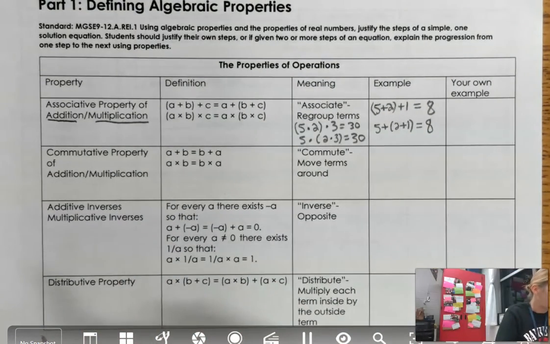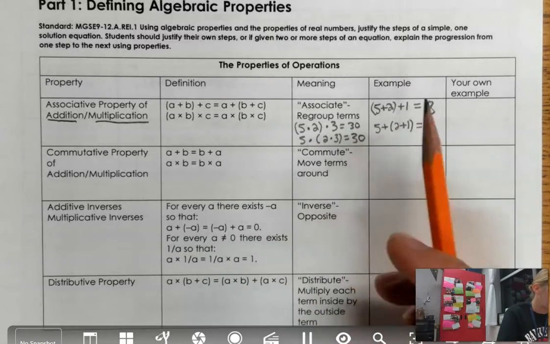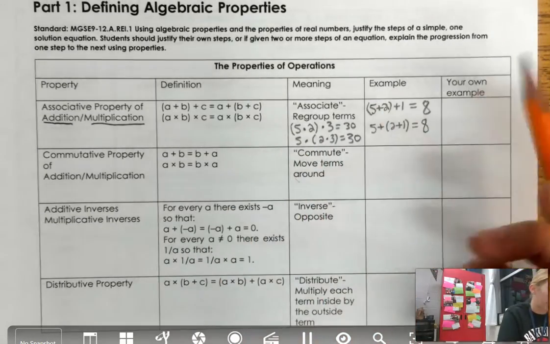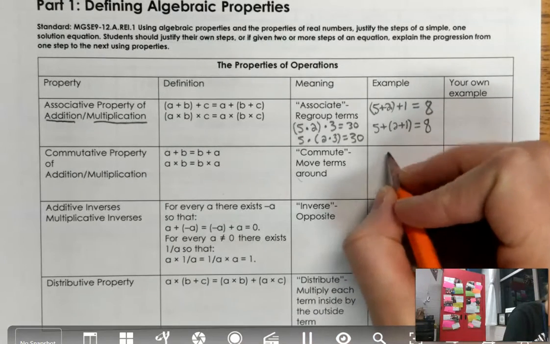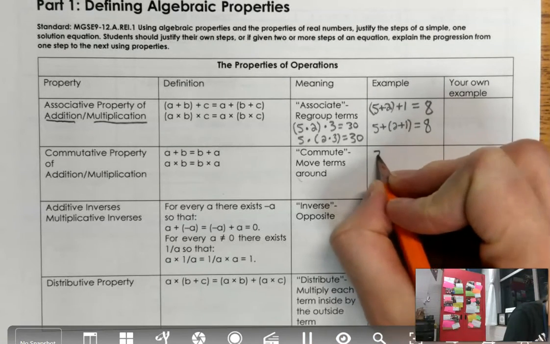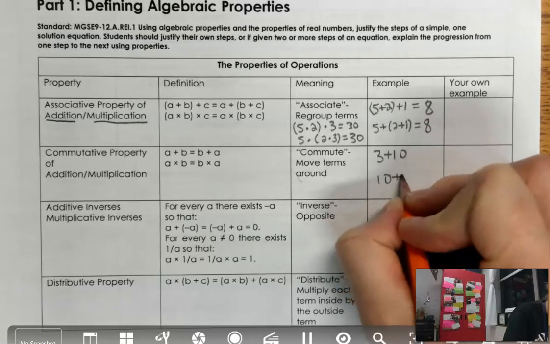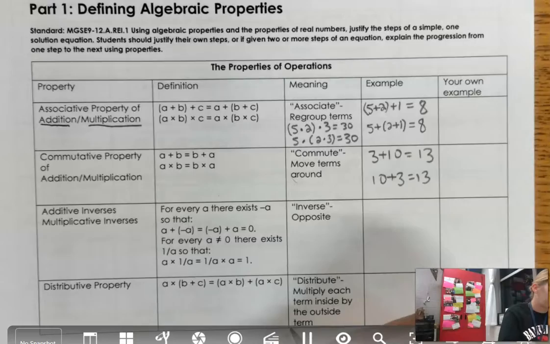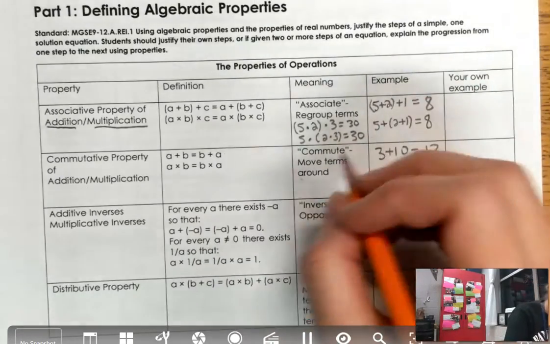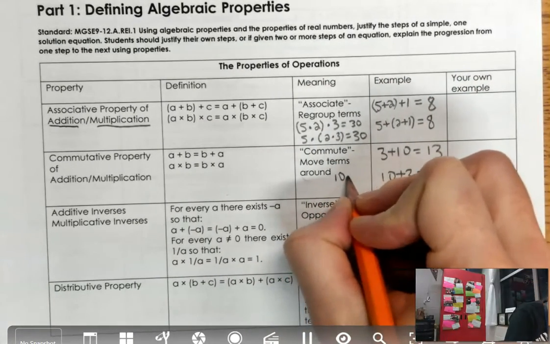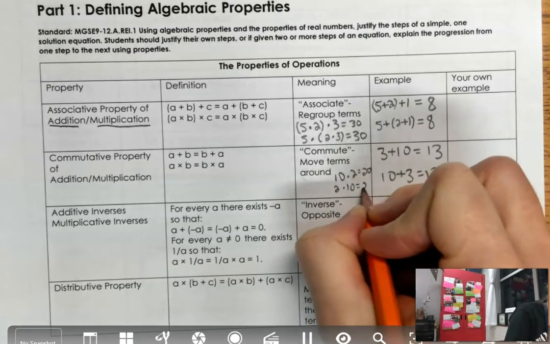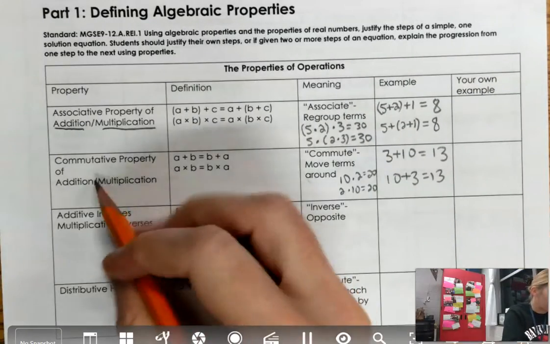All right, commutative property of addition and multiplication. So commute means to move the terms around. So it's essentially the same type of thing here. Associate is regrouping. Commute means we're flipping. Order doesn't matter, right? So we could do, let's say, 3 plus 10, or 10 plus 3. 3 plus 10 is 13. 10 plus 3 is 13. If I did multiplication, I could do 10 times 2 or 2 times 10. Both give me 20.